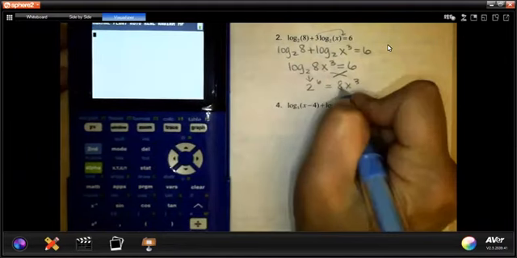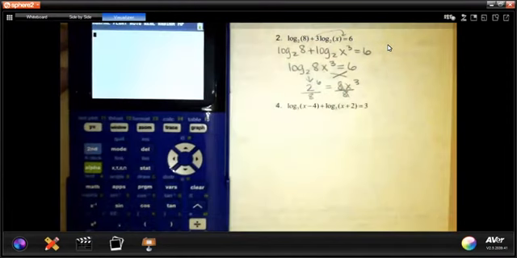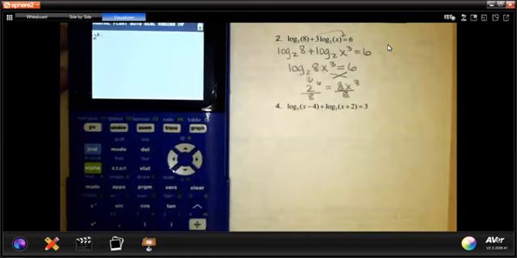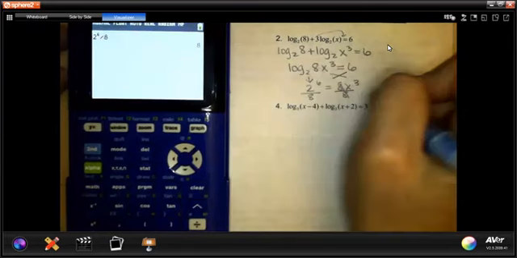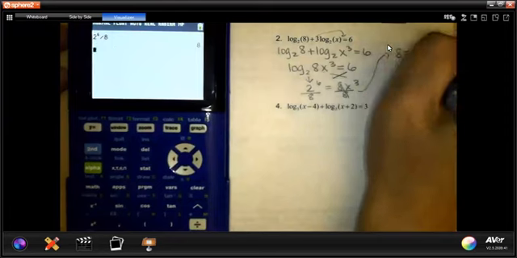These two are being multiplied, so I divide by 8. So we get 2 raised to the 6th power. I get out of my exponent and then divided by 8. And so that gives us 8 is equal to x cubed.